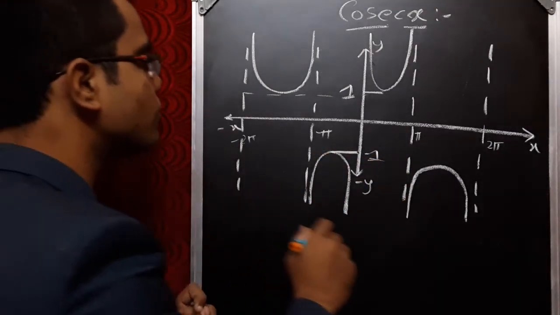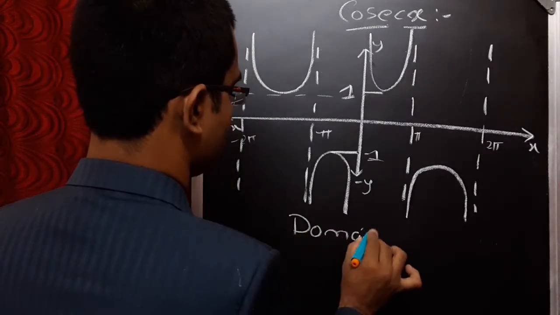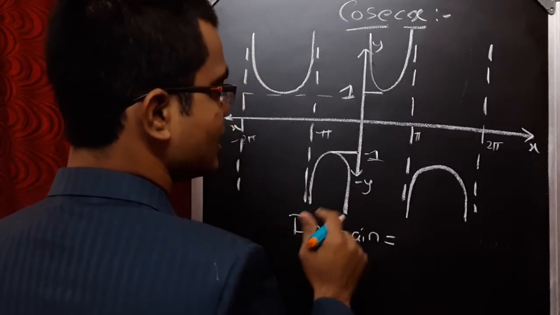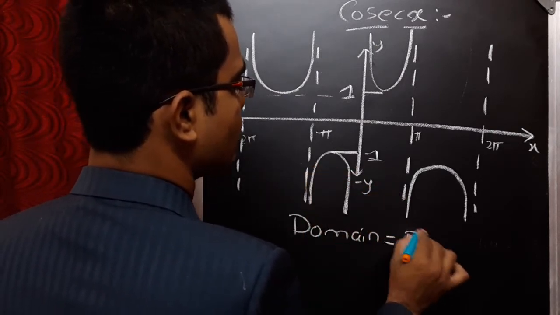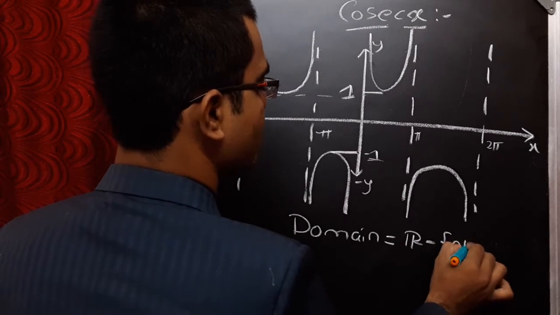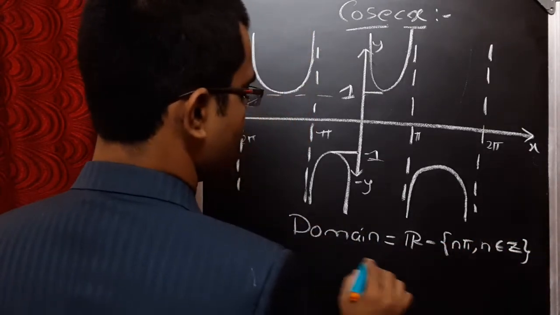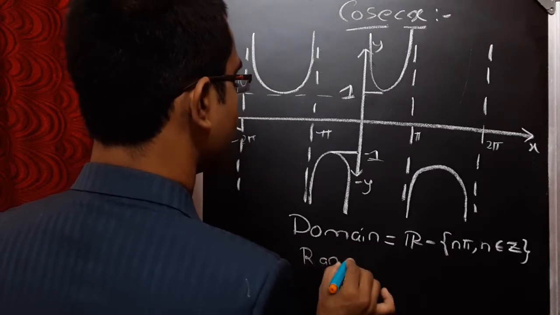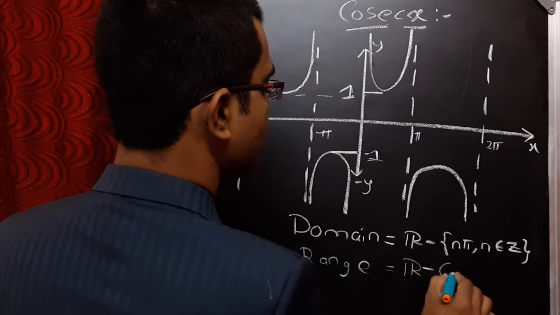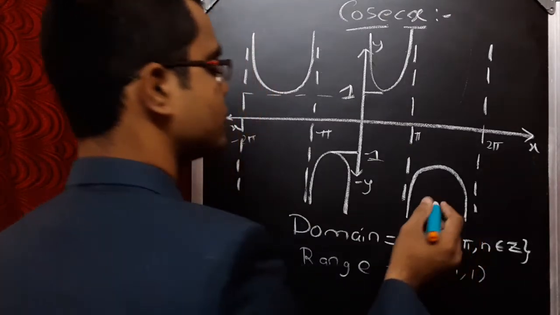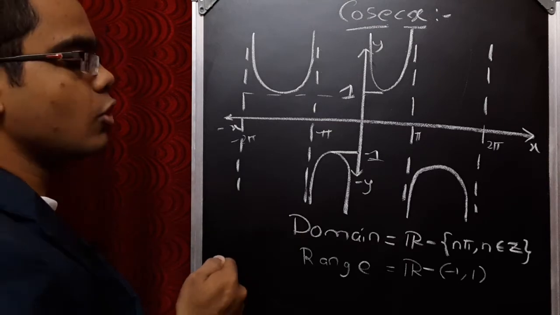So again here also we can write the domain as, I think in domain actually the multiples of pi does not come, so we can write all the real numbers minus set n pi where n belongs to any integer, and the range is going to become set R minus open bracket minus 1 to 1, because minus 1 and 1 are included in the range, that's why I have written open bracket.